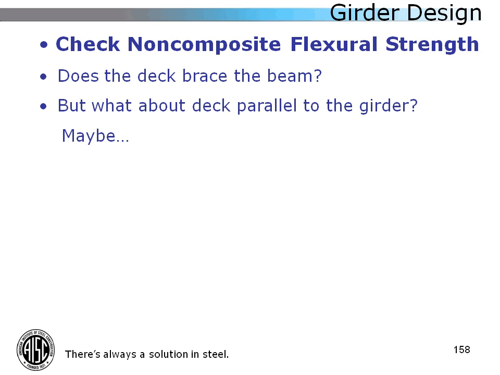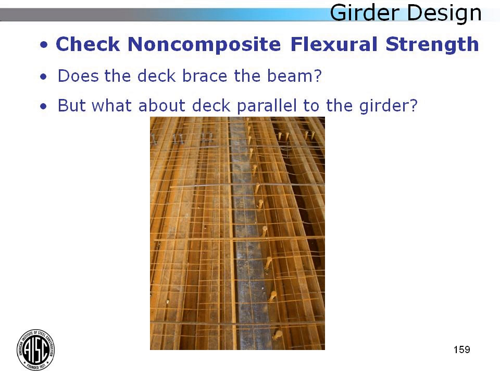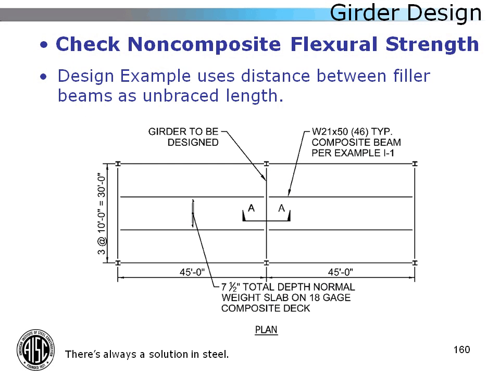But if it's not attached properly on all sides, or if you have, for instance, deck fillers between the edge of the deck and the girder, no testing has really been performed on a situation like this, so we can't positively say that that parallel deck with that kind of condition is going to brace it. So it's probably a good idea to assume that the distance between purlins or filler beams is your unbraced length. It really won't affect your design a whole lot, so that's what was done in the design example.